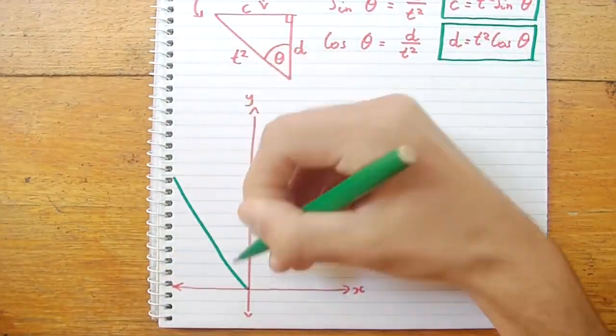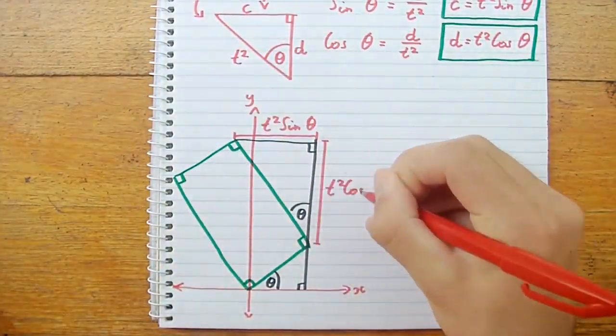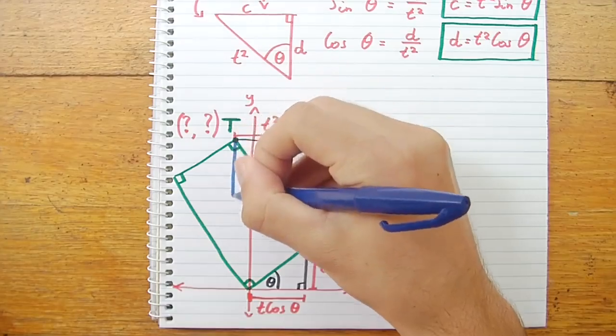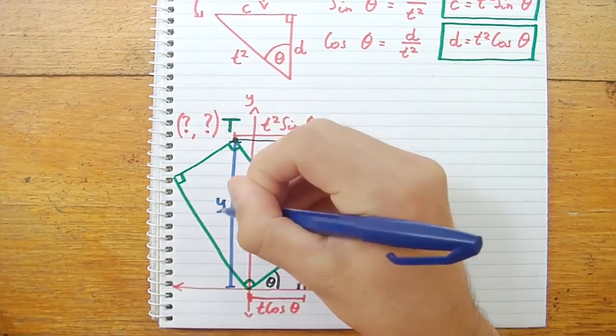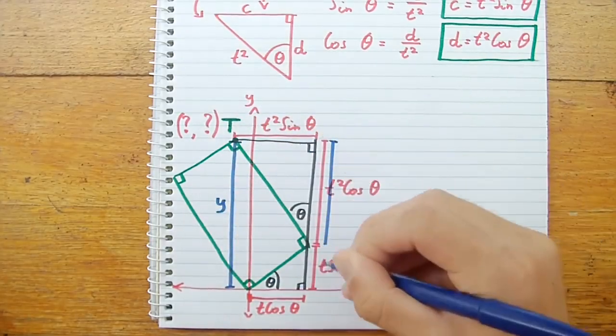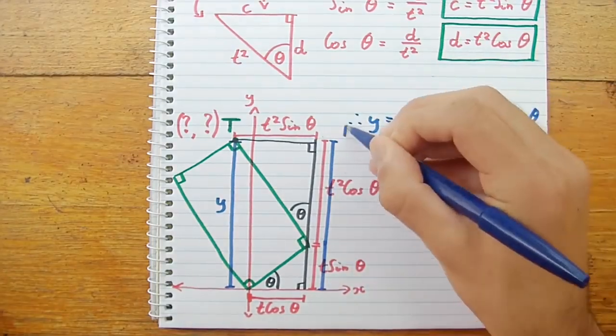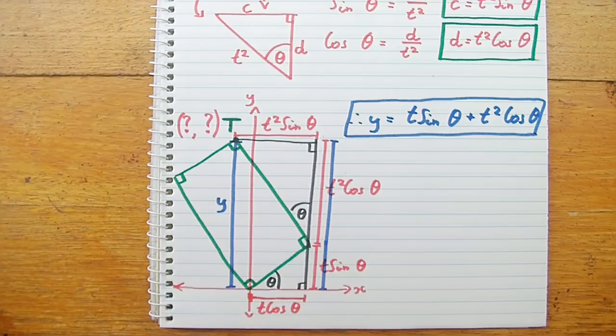Let's put them back in our picture and see what we've got. Nice. What were we trying to do again? Oh yeah, we were trying to find the coordinates of this point T in the red plane. Oh well, that's easy now. Its y coordinate is how far up it is on the y-axis, so it's going to be the sum of the sides going up. That is t sine theta plus t squared cosine theta.